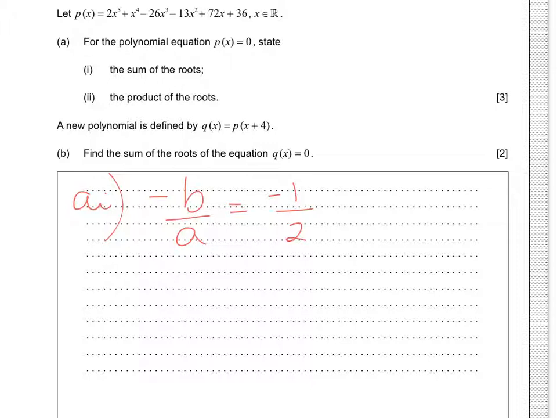And the product of the roots, same thing, a little bit more involved because you have to think about the sign, but it goes negative, positive, negative, positive, negative, 36 over 2 again, so that's minus 18.